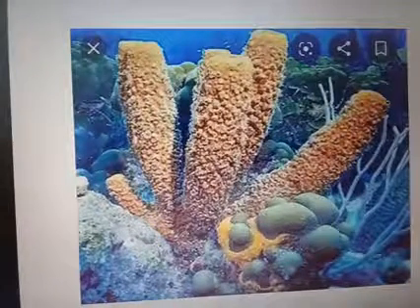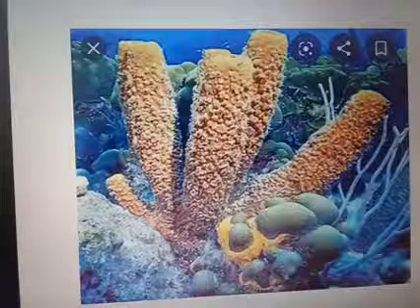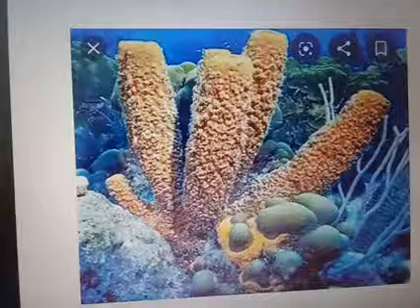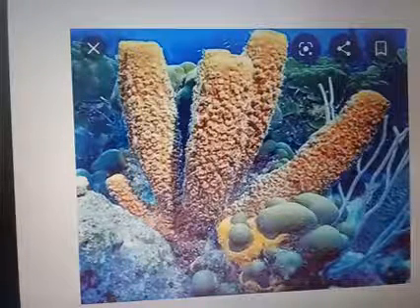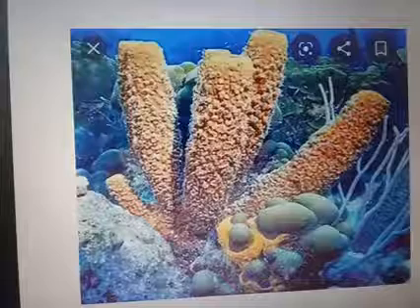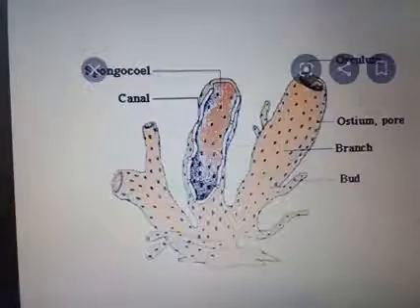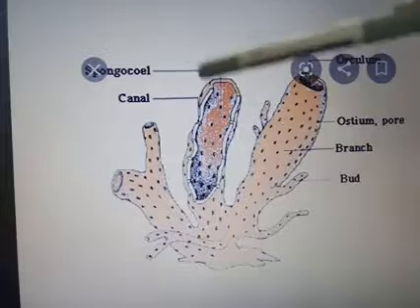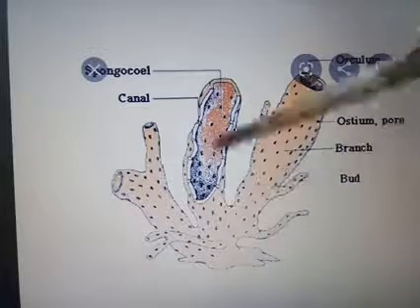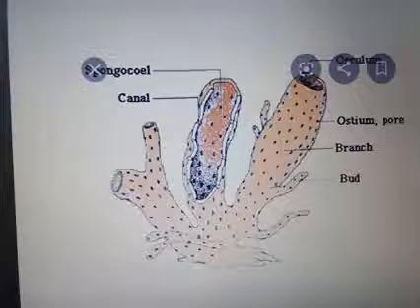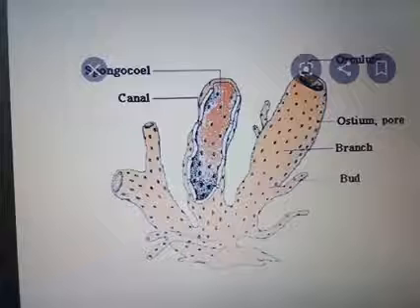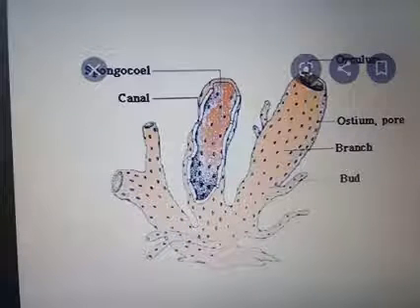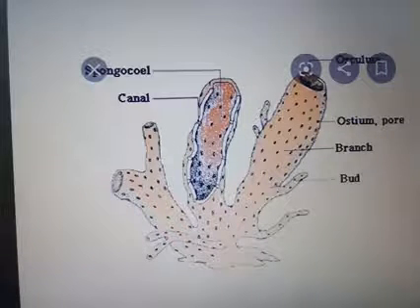Sycon, another name of Sycon is Scypha, and Spongilla is known as the freshwater sponge, and Euspongia is known as the bath sponge. So, these are the structures: ostia, osculum, spongiocele and branch, and this occurs in a branch-like or bud-like form. The buds formed as a part of reproduction. The bud is known as gemmule.